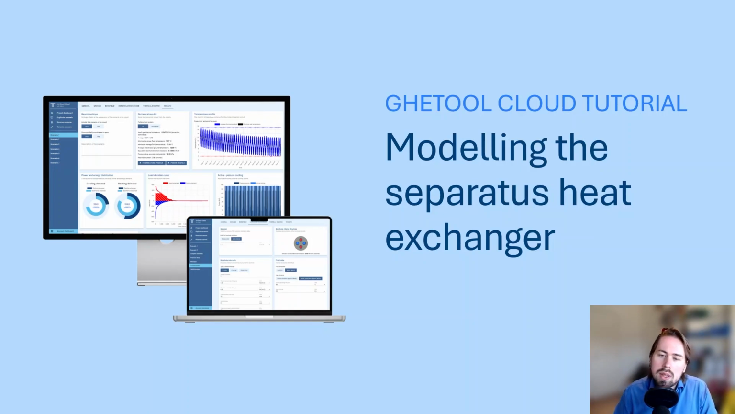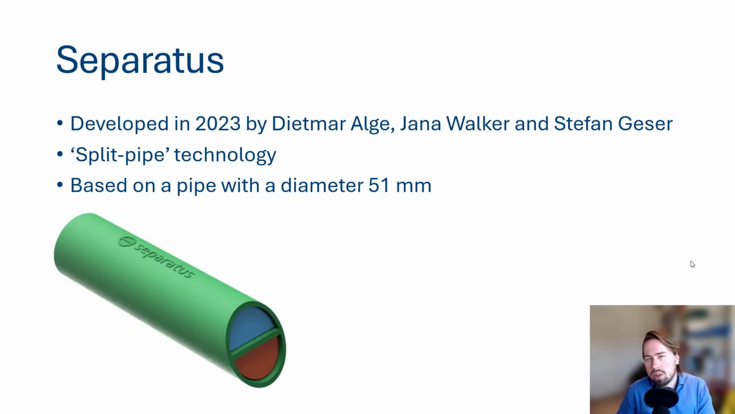And this is what we did with our partner Separatus. If you're not familiar with Separatus, it's a Swiss invention developed in 2023 by Dietmar Alger, Jana Walker and Stefan Geese. And it's based on what they call the split pipe technology. They took a traditional circular pipe with a diameter of 51 millimeters, and they installed a membrane, a separator, in the middle to separate the cold from the hot liquids.